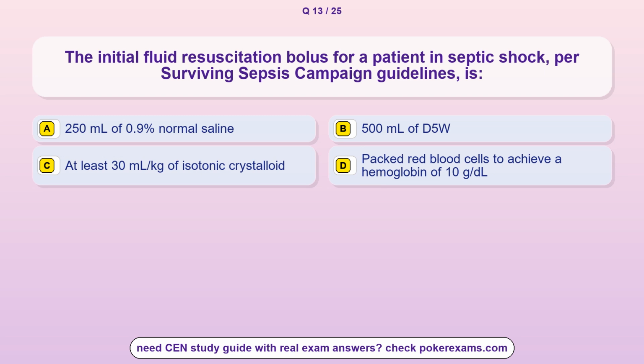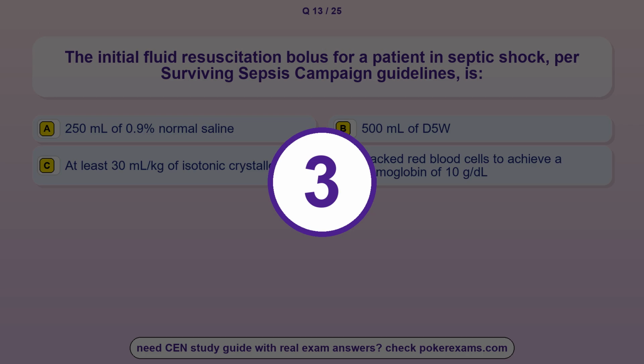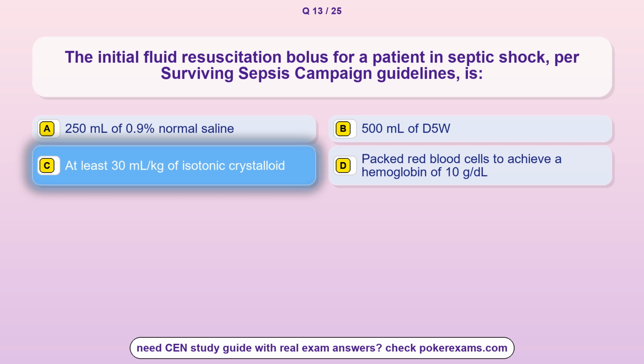Question 13. The initial fluid resuscitation bolus for a patient in septic shock, per Surviving Sepsis Campaign guidelines, is: Option A, 250 ml of 0.9% normal saline. Option B, 500 ml of D5W. Option C, at least 30 ml/kg of isotonic crystalloid. Option D, packed red blood cells to achieve a hemoglobin of 10 g/dl. The correct answer is option C, at least 30 ml/kg of isotonic crystalloid.